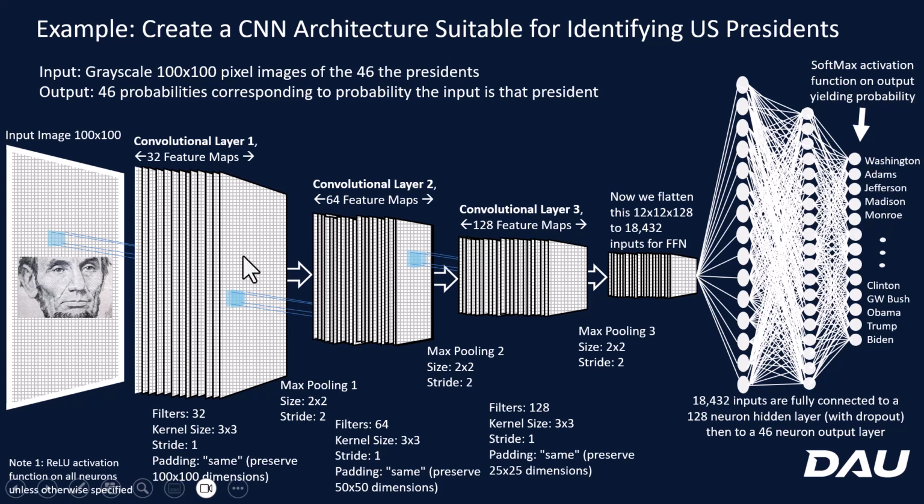Now we use an activation function on all these, like we talked about. That's the ReLU activation function, until we get to this last layer. And we use an activation function called softmax. Don't worry about it, but if you hear that, you know what it means now.